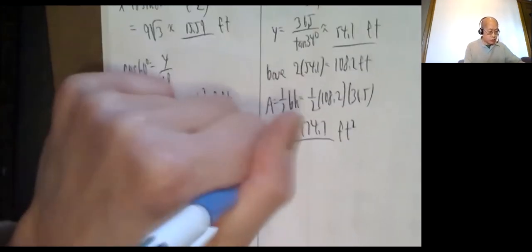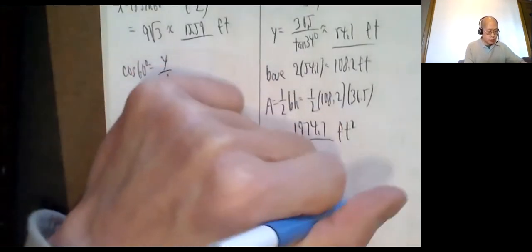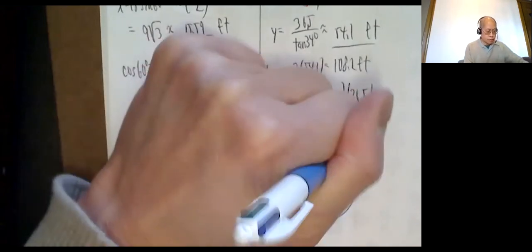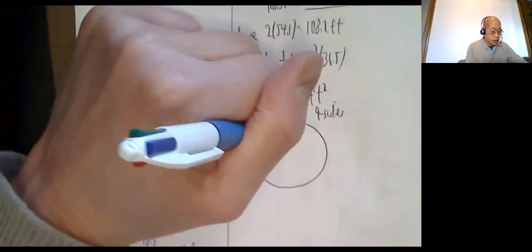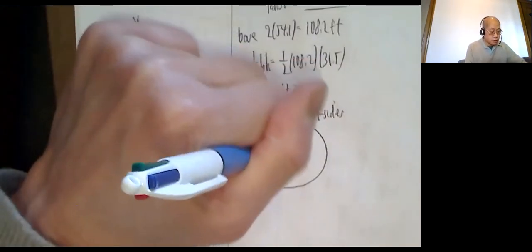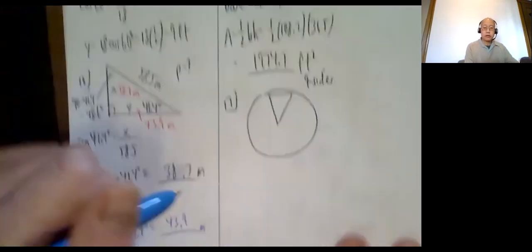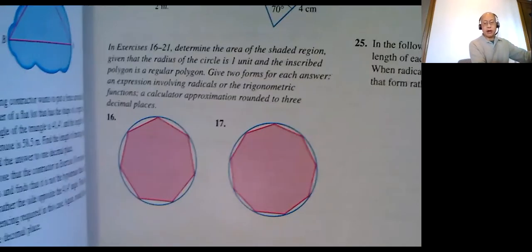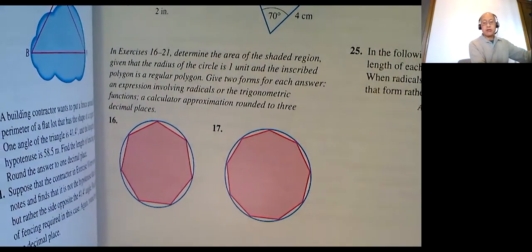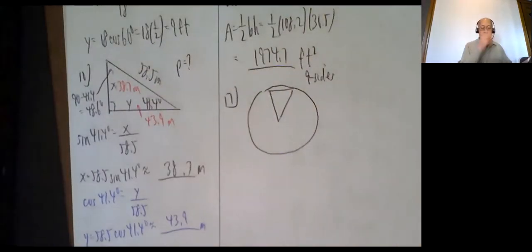Okay, so I'll do 17. Now, I can't draw it very well. Okay, I'll just draw one of those triangles. There's going to be 9 of them, right? 1, 2, 3, 4, 5, 6, 7, 8, 9. So it's just one of them.